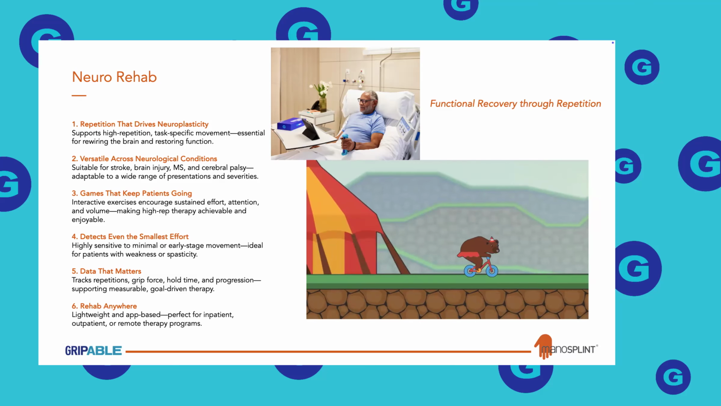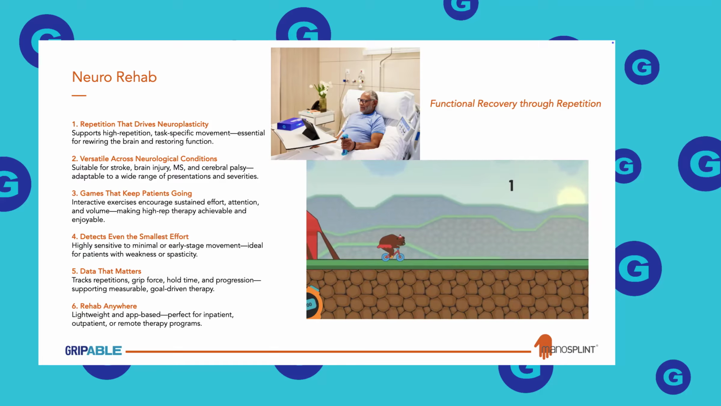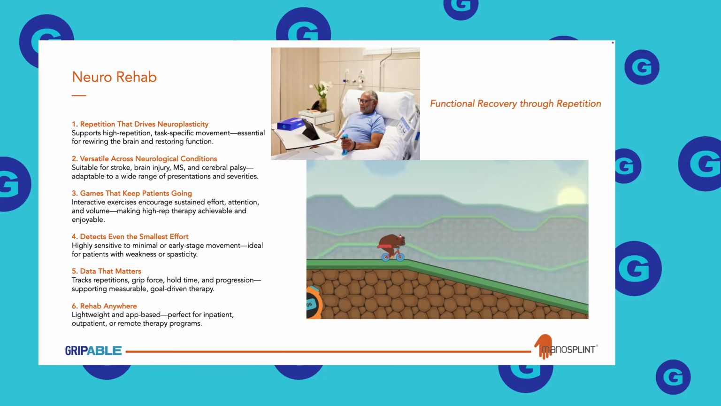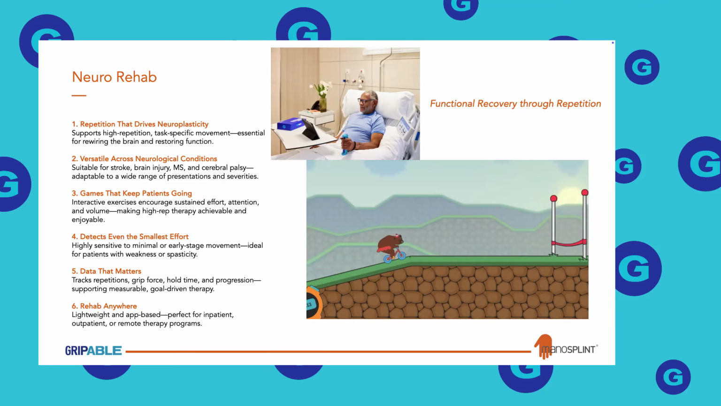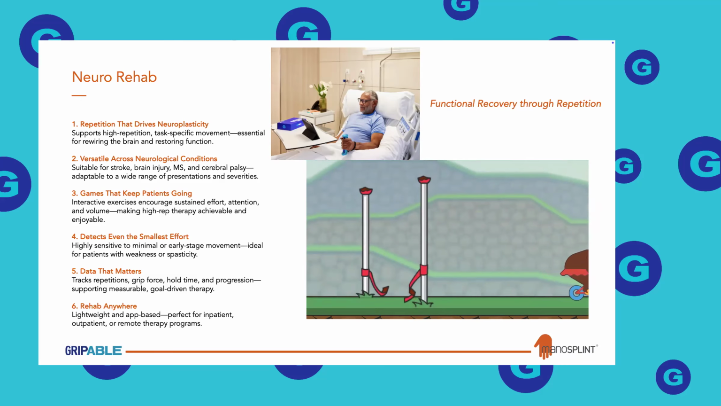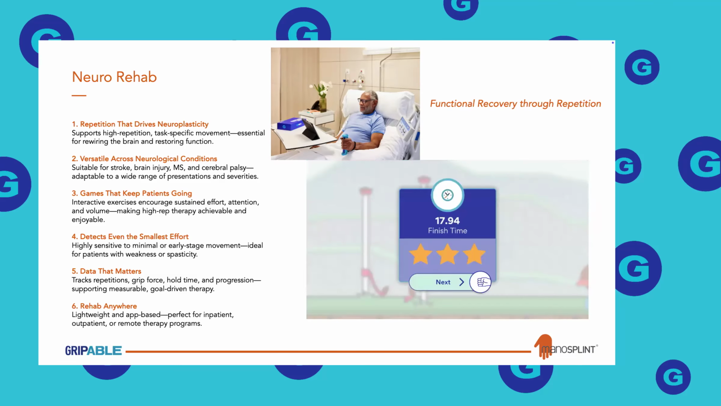So Circus Escape is centered around grip and release. It's a useful focus when working with patients who have increased tone, where finger extension is often more limited than flexion, so they really have to work on that release. So, releasing to get that bear moving.